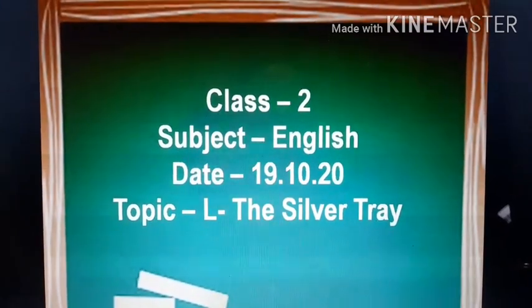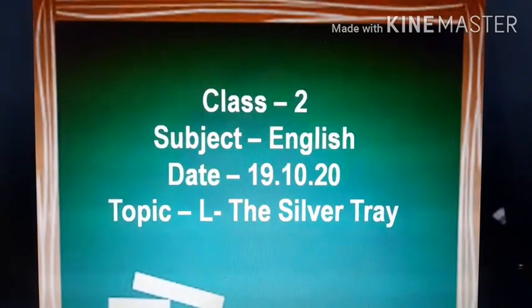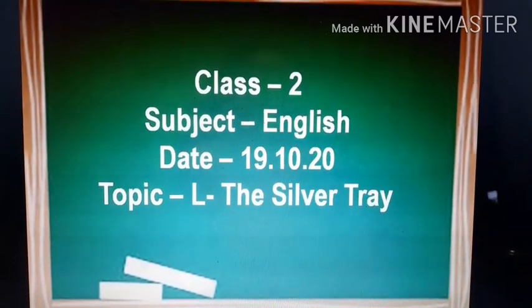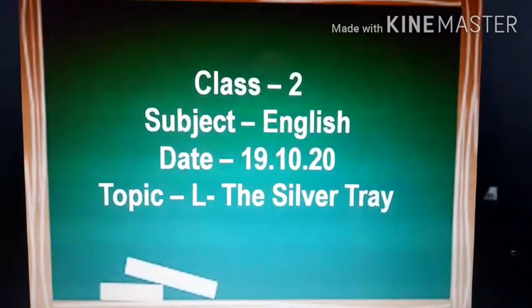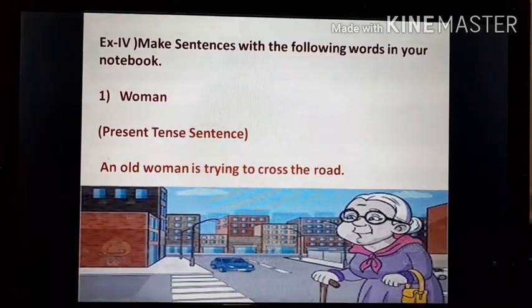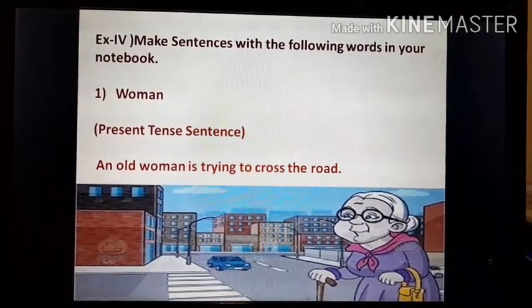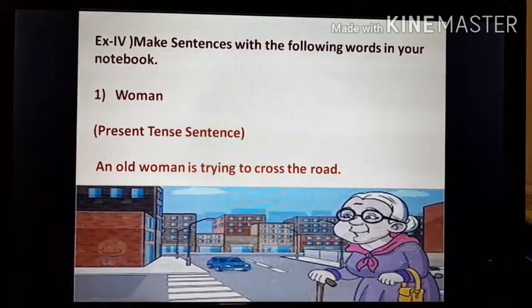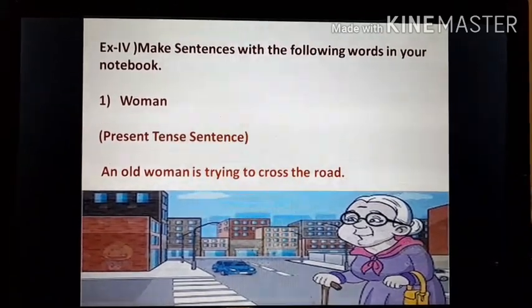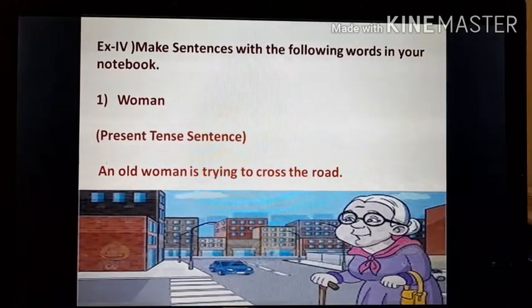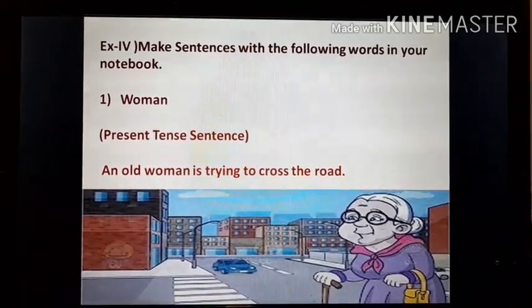Today we are going to discuss the lesson Silver Tree. In this chapter, we are going to discuss sentence framing and opposite words. Now let's start with exercise number 4 of our English textbook. I'm reading the question. Please repeat with me. Make sentences with the following words in your notebook.